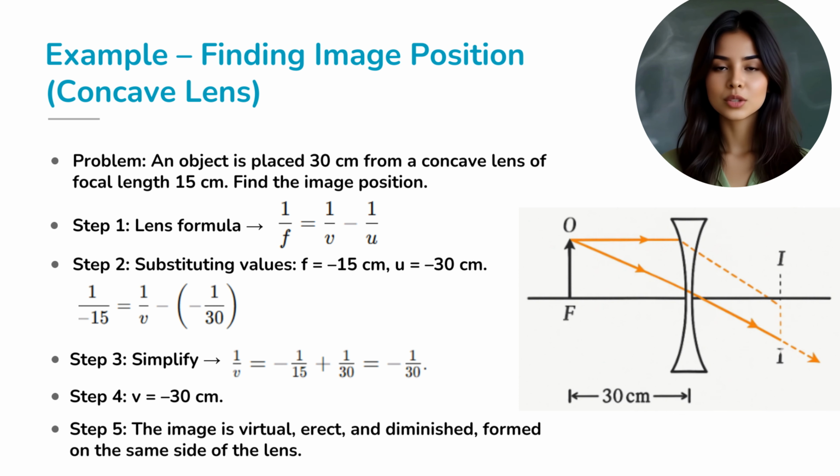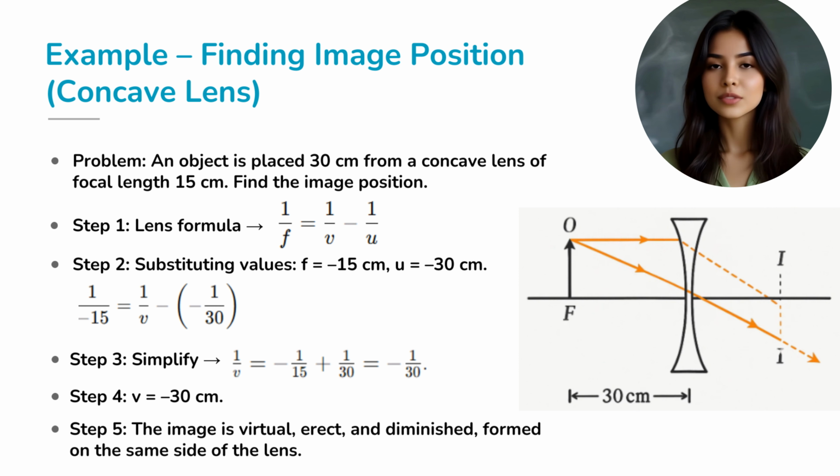Step 4. Solve. To solve this, let's find a common denominator. The common denominator between 15 and 30 is 30. So we rewrite it as 1 by v equals minus 2 by 30 plus 1 by 30. Now, combining the fractions, 1 by v equals minus 1 by 30.